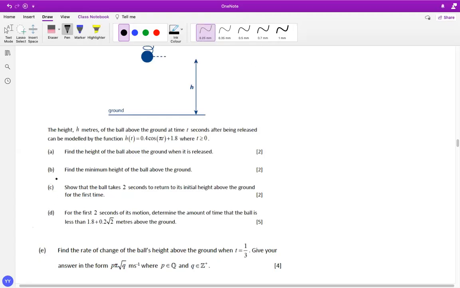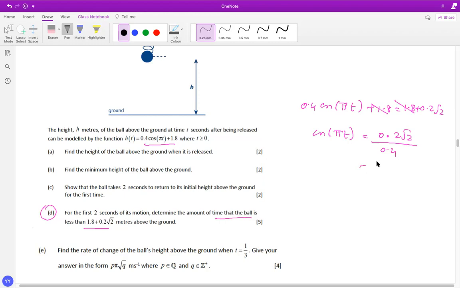The D part is: for the first 2 seconds of its motion, find the amount of time for which the ball is below this height. So I first find where the motion equals this height. I take 0.4 cos pi t plus 1.8 and equate it to 1.8 plus 0.2 root 2. The 1.8 and 1.8 cancel, so you get cos pi t equals 0.2 root 2 over 0.4, which is 1 over root 2. So cos pi t is 1 over root 2.